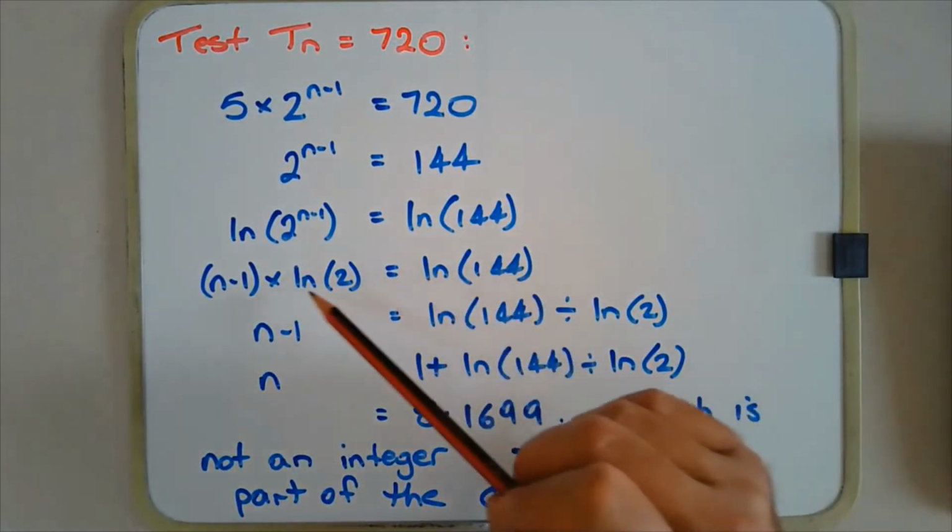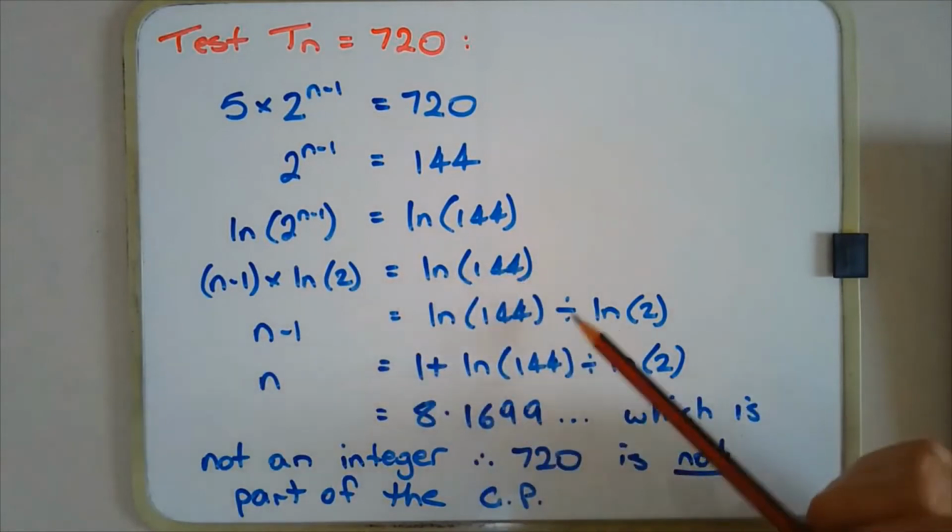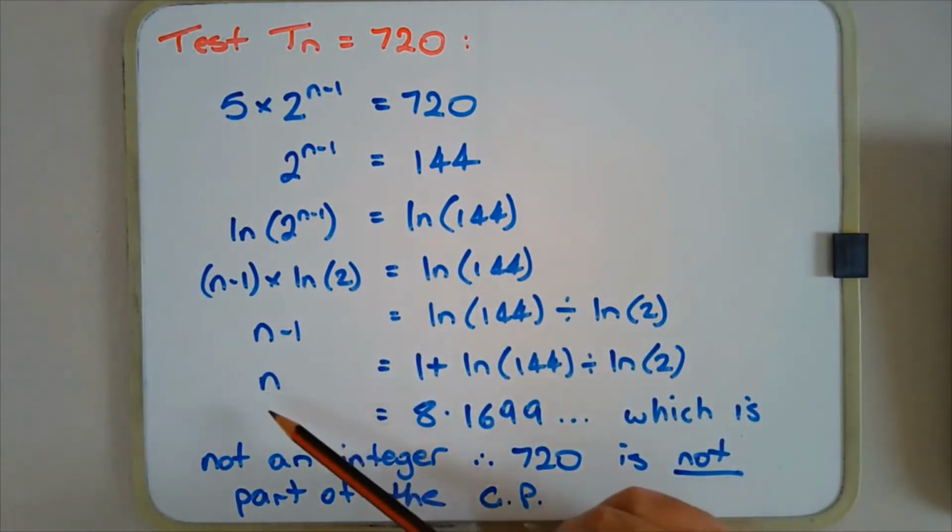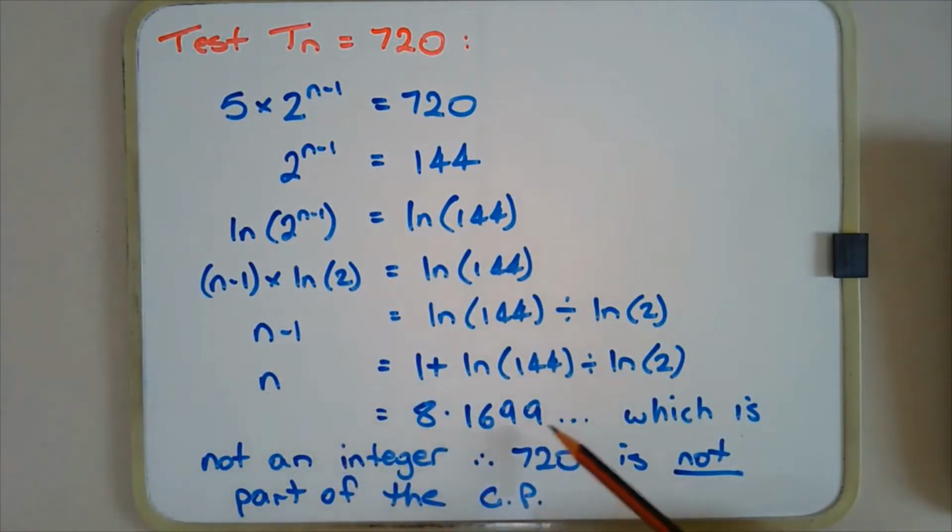Dividing both sides by ln of 2 and then adding 1 to both sides, we have n equals 8.1699 and so on, which is not an integer. Not a positive integer, but it's not an integer altogether. So therefore, 720 is not part of the geometric progression.